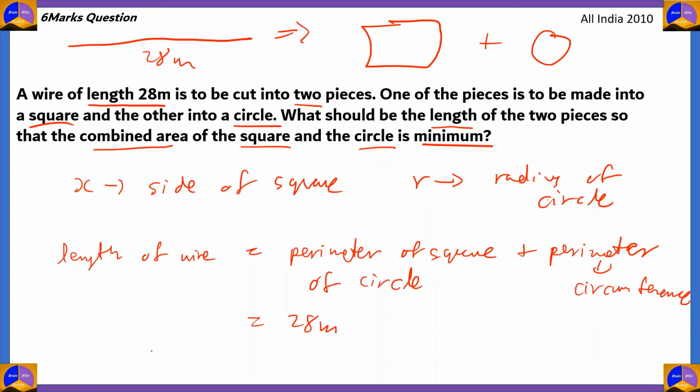So therefore, 4 times x, which is the perimeter, plus 2 pi r, which is the circumference, will be equal to 28. On dividing by 2, we'll get 2x plus pi r is equal to 14. And so now we need to find out the combined area, which is represented as A.